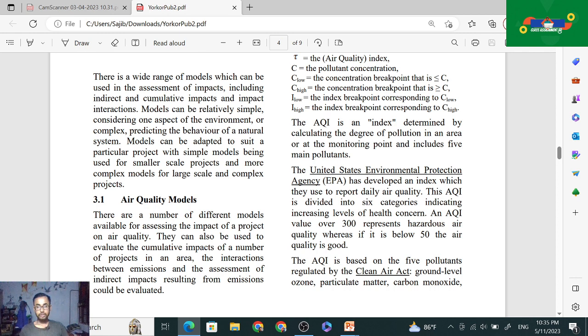report daily air quality, and this AQI is divided into 6 categories indicating increasing levels of health concern, and an AQI value over 300 represents hazardous air quality.